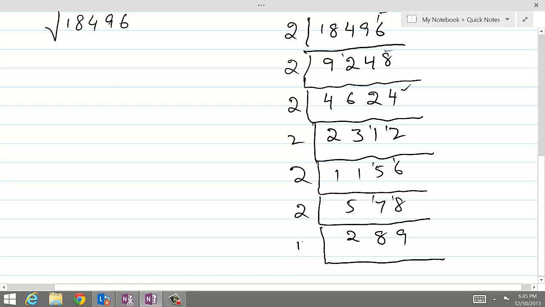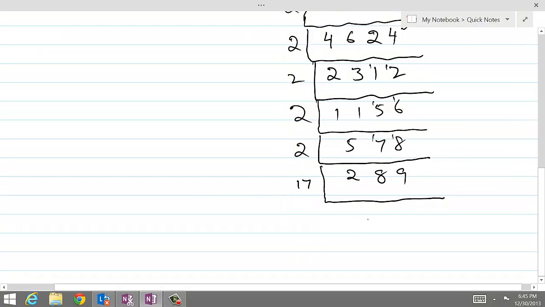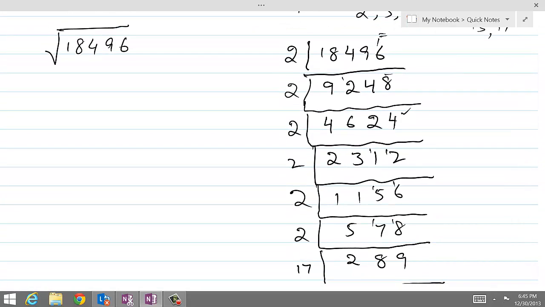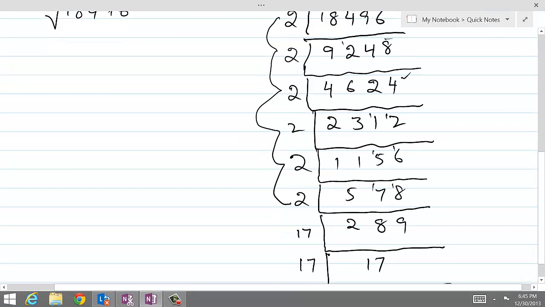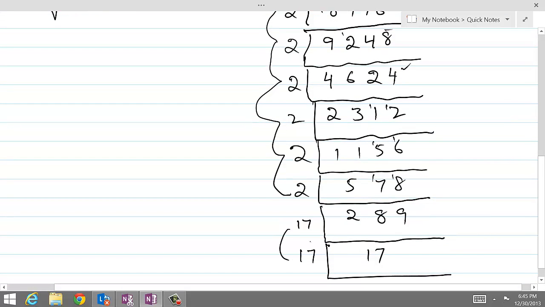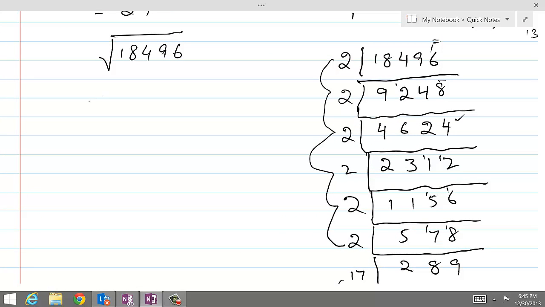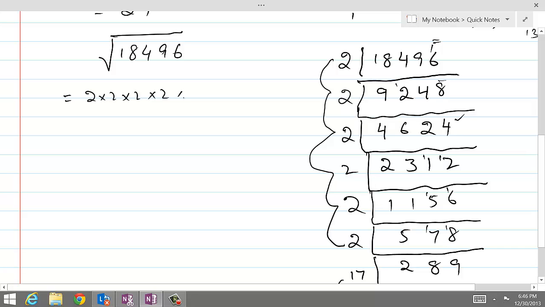So I am going to divide it by 17. 17 times 17 is 289, and then 17 one time is 1. This way we make pairs. So we have 1, 2, 3, 4, 5, 6. So 2 is a factor 6 times, and 17 is a factor 2 times. So let's write this down as 2 times 2 times 2 times 2 times 2 times 2, that is 6 times, and then 17 times 17, and keep the square root.